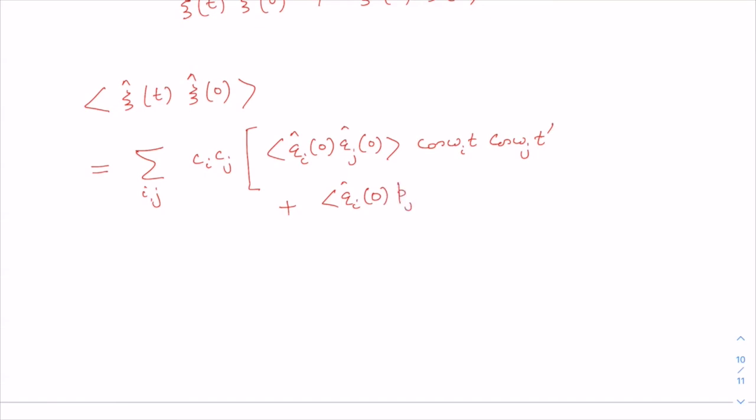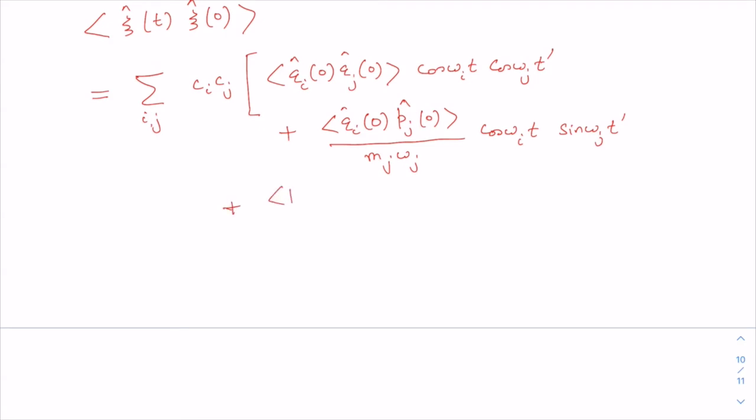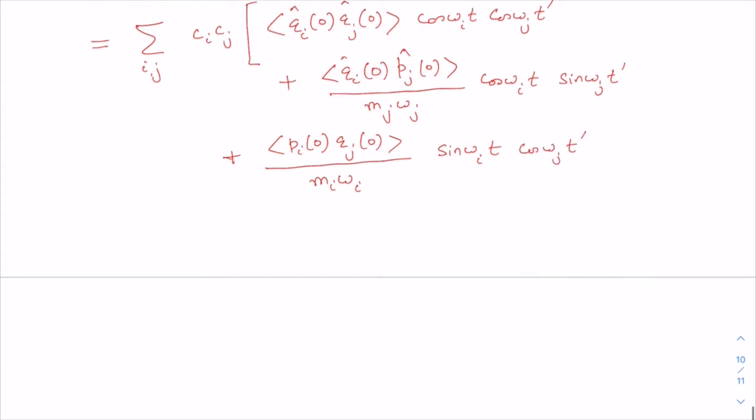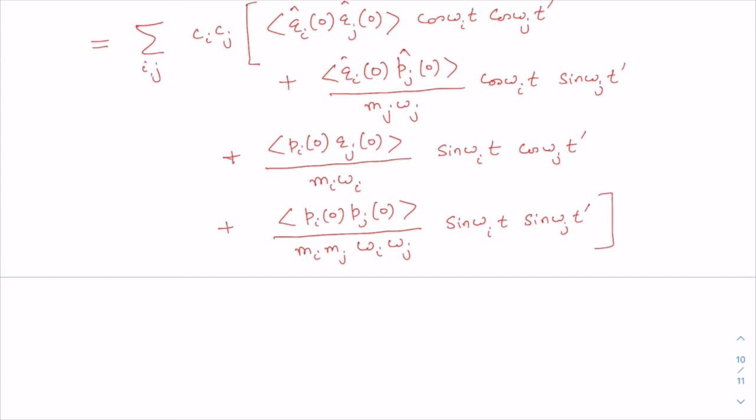So I have q_i(0) p_j(0) divided by m_j ω_j, cos ω_i t sin ω_j t', and then plus p_i(0) q_j(0) divided by m_i ω_i, sin ω_i t cos ω_j t', and then plus p_i(0) p_j(0) divided by m_i m_j ω_i ω_j, sin ω_i t sin ω_j t'. Alright, so this is what I'll have.